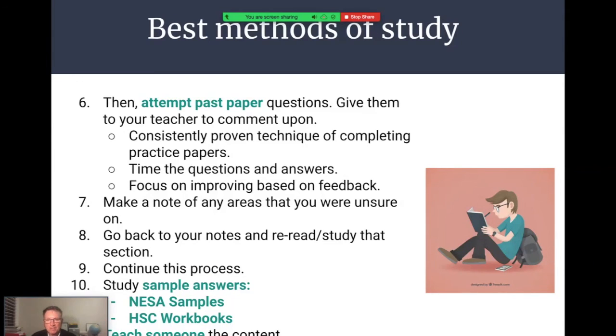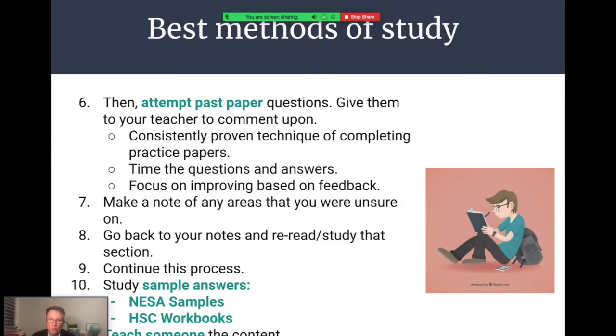Attempt past papers, write out responses, get feedback to those responses from your mates, working groups, also from your teachers. Look at other people's essay answers and ask yourself, what did they do that I didn't, that I could include in my answer? So consistently proven technique of completing practice papers is an excellent way of approaching preparation for exams.